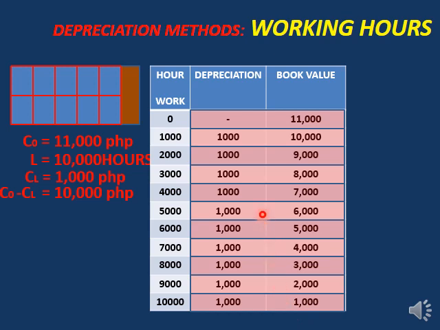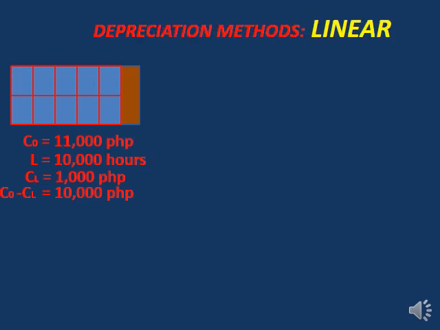Now, how did we know that the cost of depreciation for every 1,000 hours is also 1,000? Well, we can deduce that from here. 10,000 is the cost of service. If we divide it by its working hours, I'm sorry, this is not linear, it is working hours. Divide it by 10,000, that is the working hours. Then we'll get 1 peso per 1 hour of work.